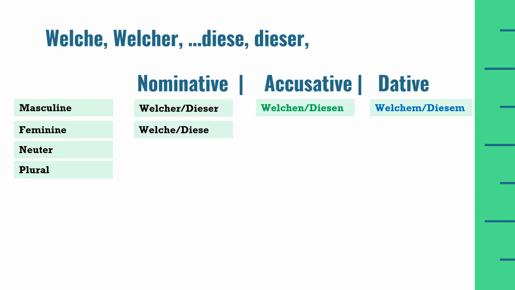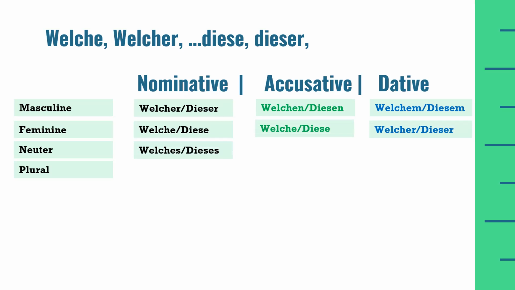In the case of a feminine noun, if we are asking about a noun in the nominative case, then we have to use welche or diese. In the accusative, again welche and diese, so there is no change between nominative and accusative. For feminine, welcher and dieser in the case of dative.